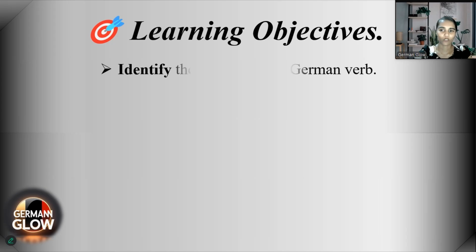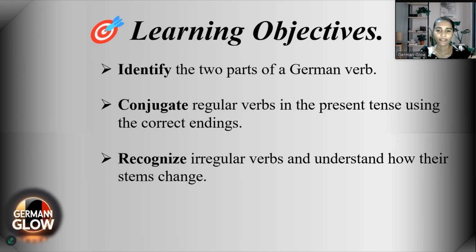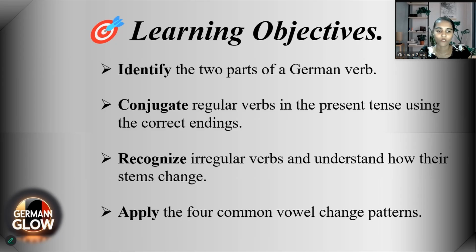Learning objectives. Identify the two parts of a German verb. Conjugate regular verbs in the present tense using the correct endings. Recognize irregular verbs and understand how their stems change. Apply the four common vowel change patterns.